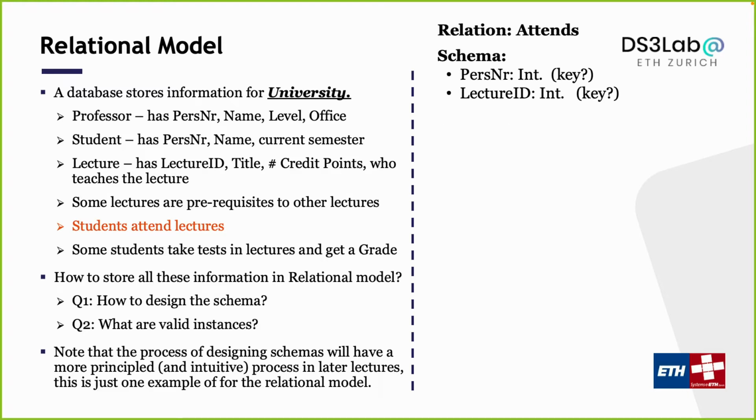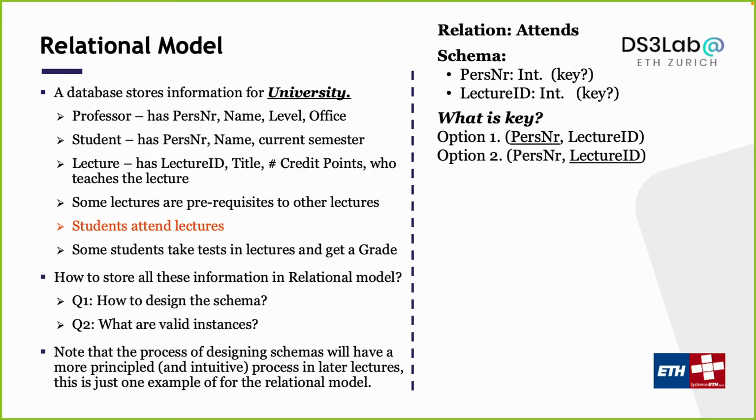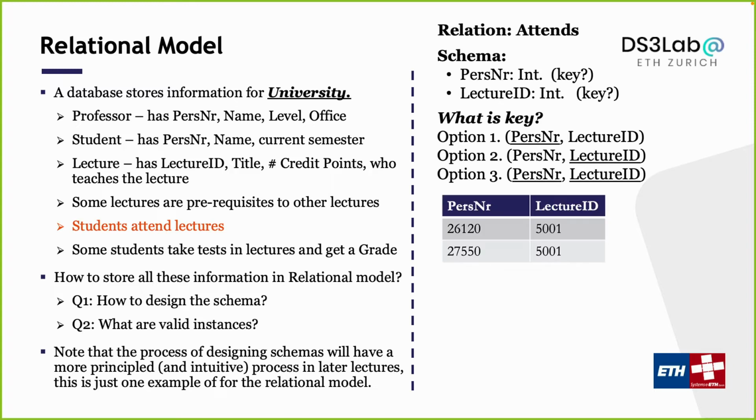Again, what is the key in this case? So what are the options? You could have the student number as the primary key. You could have the lecture ID as a primary key. You could have the combination of them as primary key. Again, there's no universally right answer about what is a good option. It all depends on whether each of these options models the thing that you want to model.